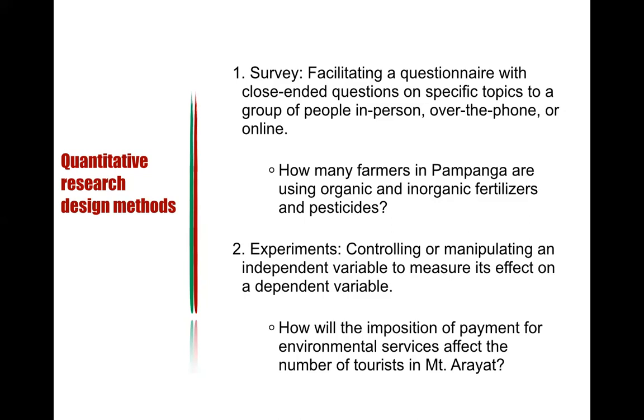Right? So iniisip natin na yung mga natural scientists lang yung experiment. No. Dito sa social science, we also do experiments, specifically in the field of psychology, and even in the field of economics, we do experiments. So dito, we are controlling or manipulating an independent variable to measure its effect on a dependent variable. Like for instance, this question, how will the imposition of payment for environmental services affect the number of tourists in Mount Arayat? So you can do an experiment.